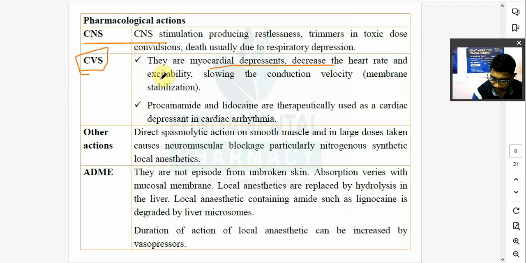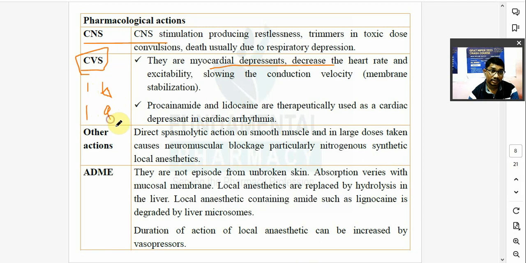Most of the local anesthetics, for example procaine, lidocaine, bupivacaine, some of them are used as anti-arrhythmic drugs. So they are also anti-arrhythmic drugs. They belong to, right? Class 1B has lidocaine, class 1A has procainamide.